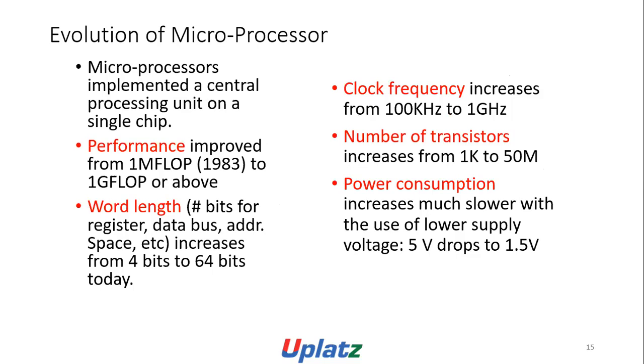Evolution of microprocessors. A microprocessor implements a central processing unit on a single chip. Performance improved from 1 megaflop in 1993 to 1 gigaflop or above. Word length, the number of bits for register, data bus, address space, etc., increases from 4 bits to 64 bits today. Clock frequency increases from 100 kilohertz to 1 gigahertz. Number of transistors increases from 1K to 15 million. Power consumption increases much slower with the use of low power supply. Voltage drops from 5 volts to 1.5 volts.